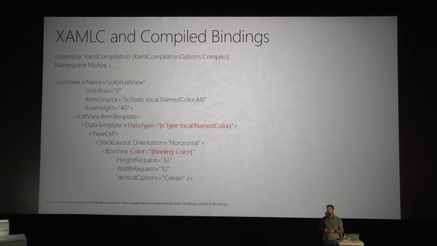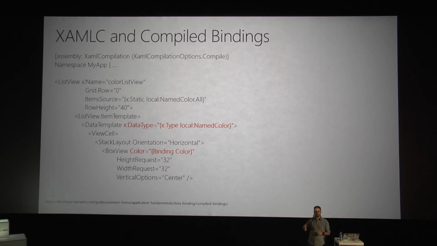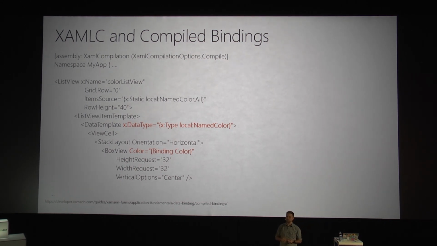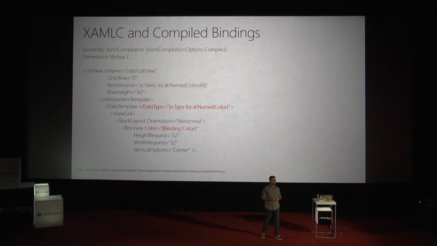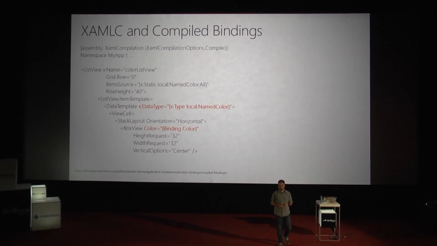So if you are not aware of it, you ought to be: XAMLC. When you create a new project in Xamarin Forms, we create one that has XAMLC enabled. That's XAML compilation. What that's doing for you is it's both checking the syntax of your XAML at build time so that you don't have to wait until you're running on device or on the emulator to figure out if your XAML is good or not.